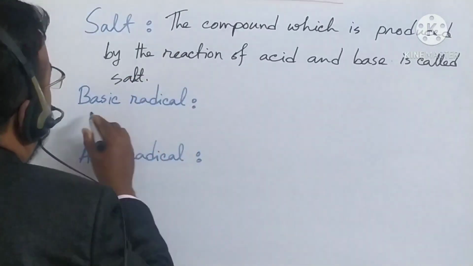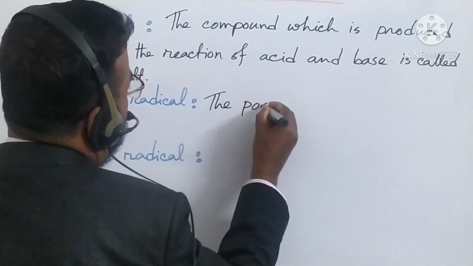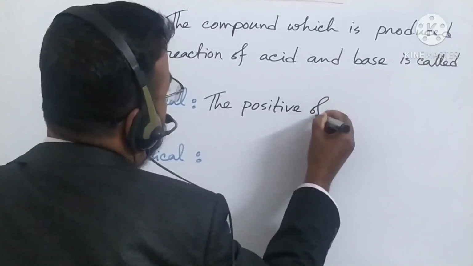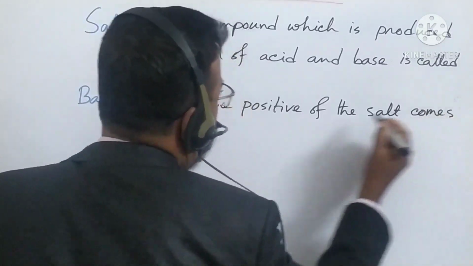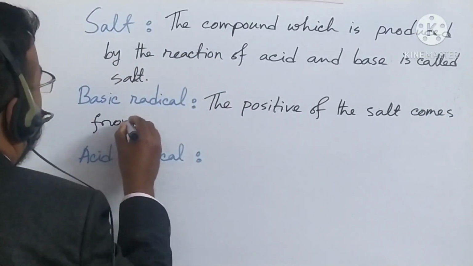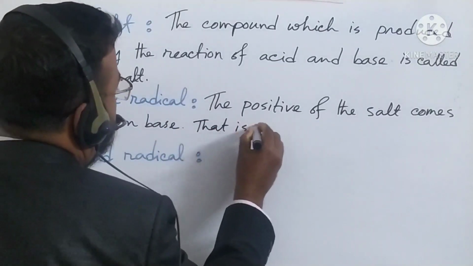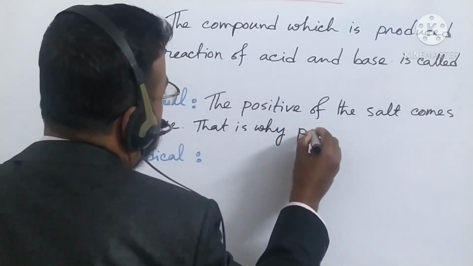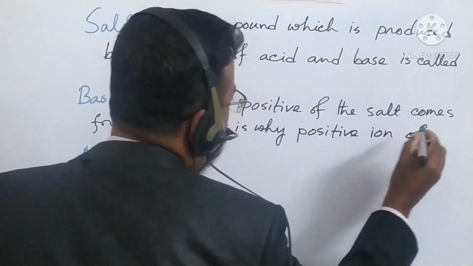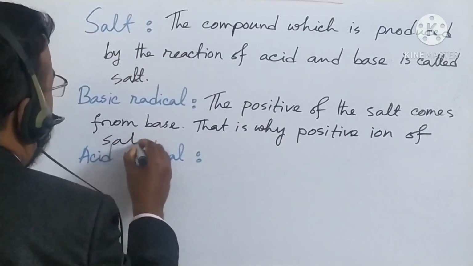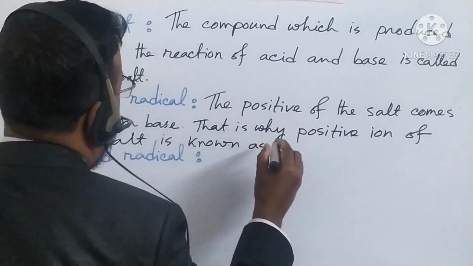Salt. Okay, now the basic radical. The positive ion of the salt comes from base. That is why the positive ion of salt is known as basic radical.